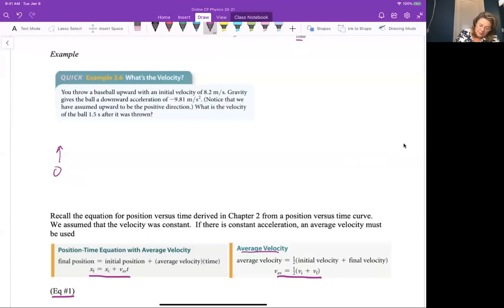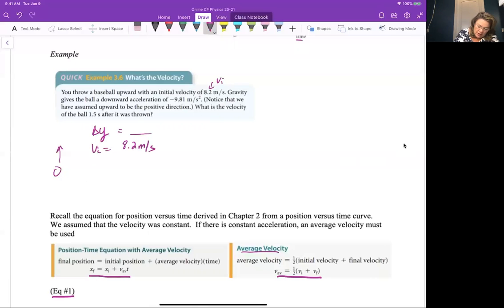I'm going to list all my variables. What is my first variable? Delta y. Did they give me delta y, the change in position in the y direction? No, don't worry about it, that's okay. I don't know. All right, V initial. Did they give me that one? No. Oh, yes, they did, right here. That is my initial velocity, 8.2 meters per second.